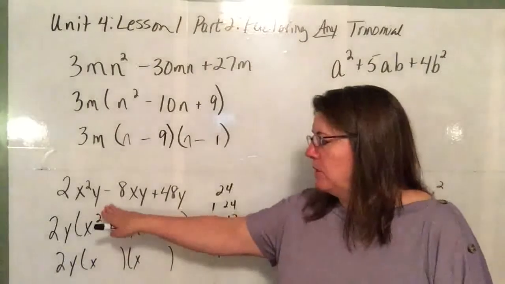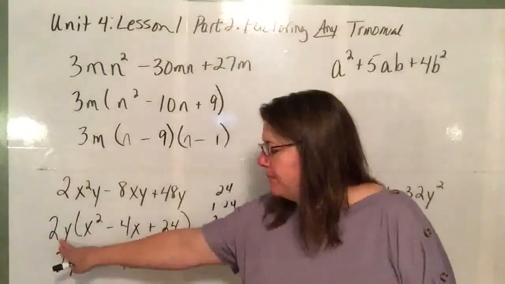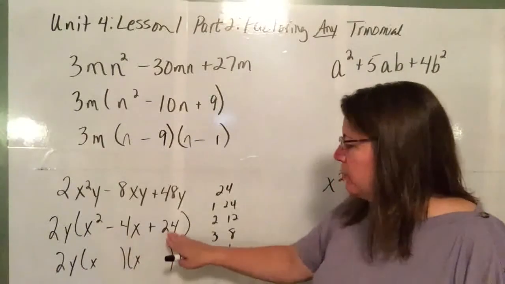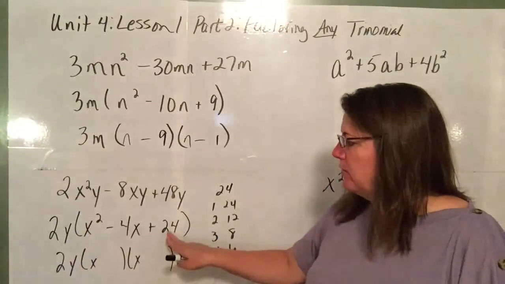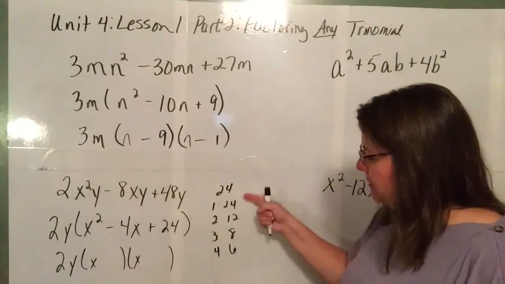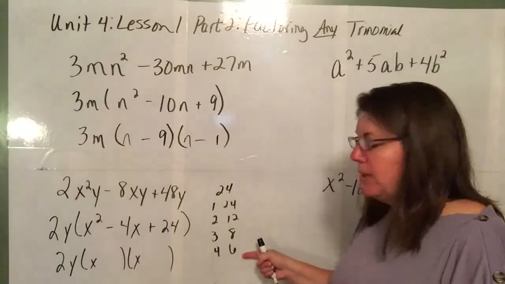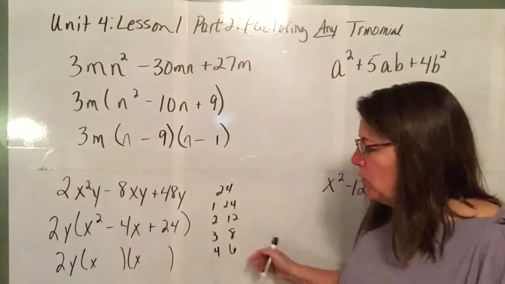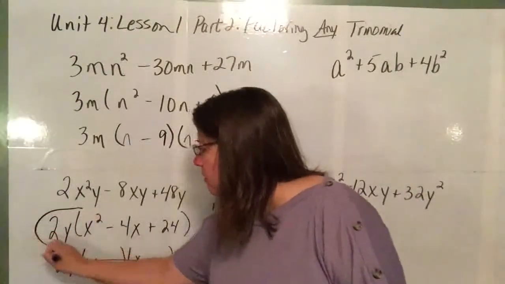Well, if you look at this one, first of all, I brought out a 2y. Then I have x squared minus 4x plus 24 left. And then we're looking for factors of 24 that add to give you 4. Well, here are the factors of 24 listed. None of those numbers will add to give you 4. So we can't go any further. This would be our answer.